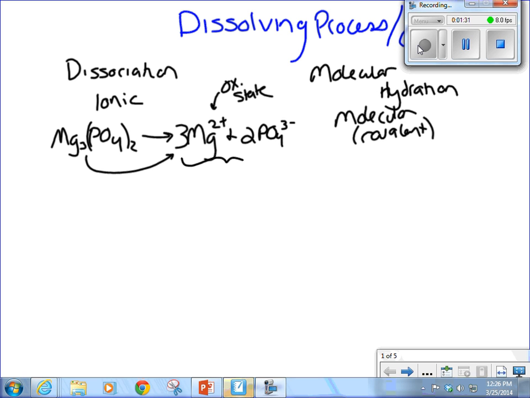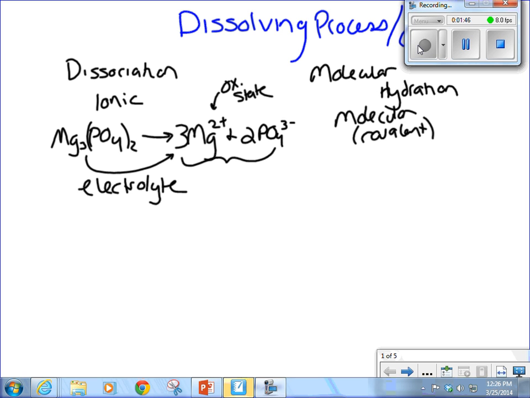This is what's floating around in an ionic solution, not this, okay? Not your Mg3(PO4)2. It falls apart into ions. That's why it's an electrolyte. That means it conducts electricity because you have free-floating charged particles.